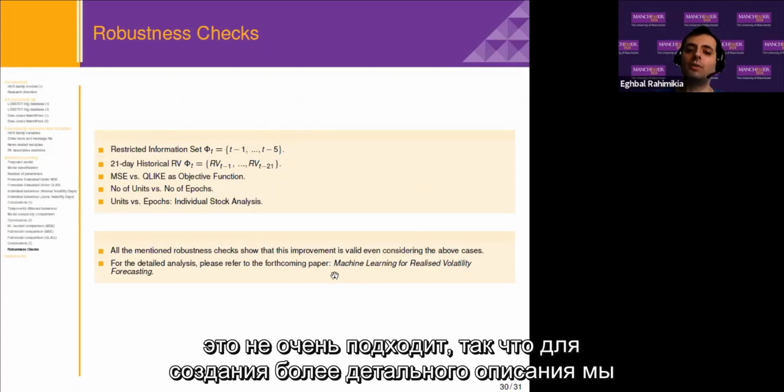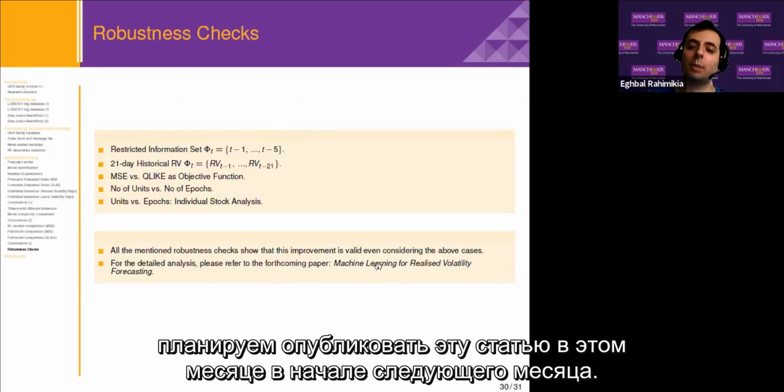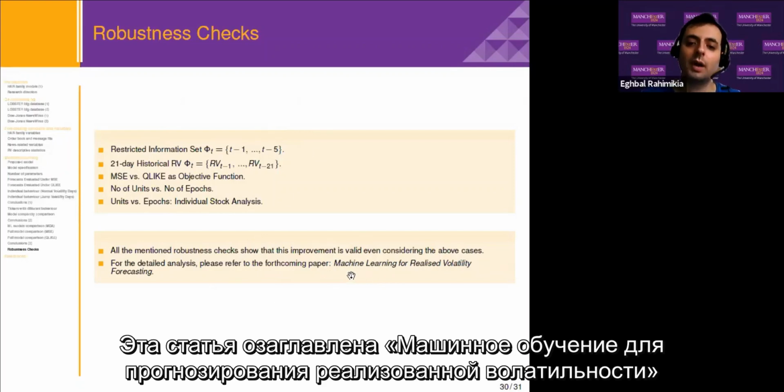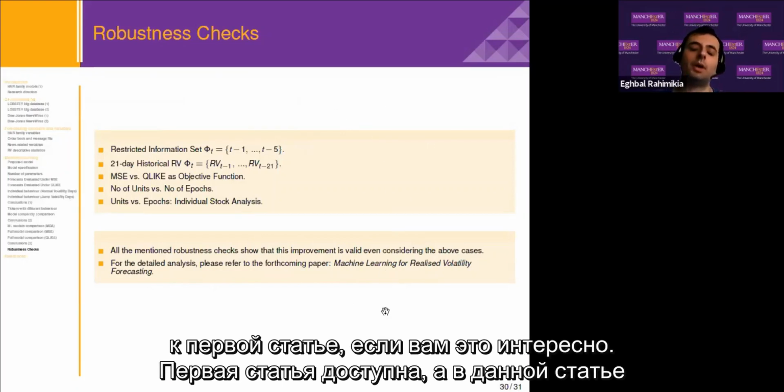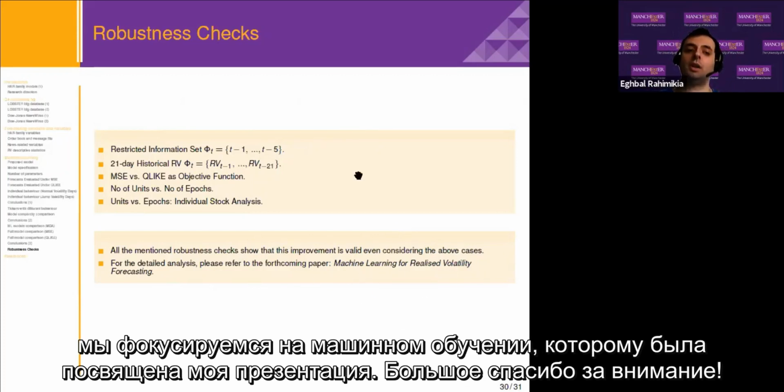So for more information about the details of this paper, we are going to publish it later this month or in the beginning of the next month. The title of this paper is Machine Learning for Realized Volatility Forecasting, and you're going to have access to it. And for now, you have access to the first paper if you are interested. Our first paper is available, but this paper is just focusing on the machine learning I'm presenting here.